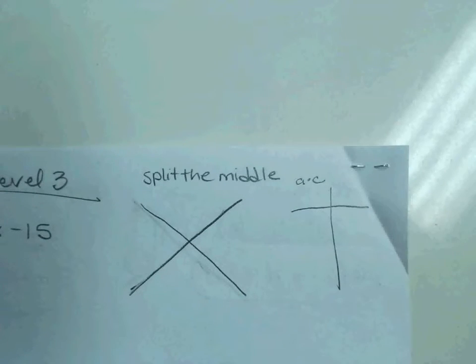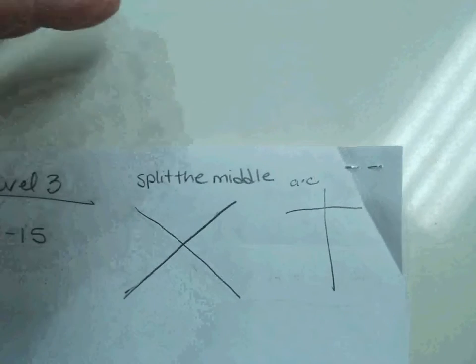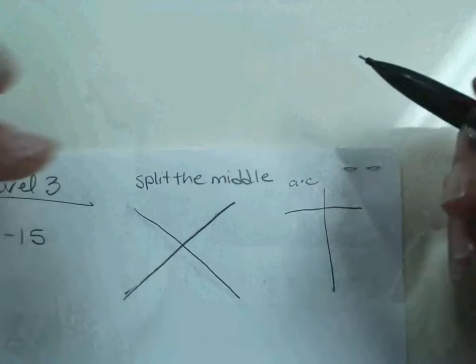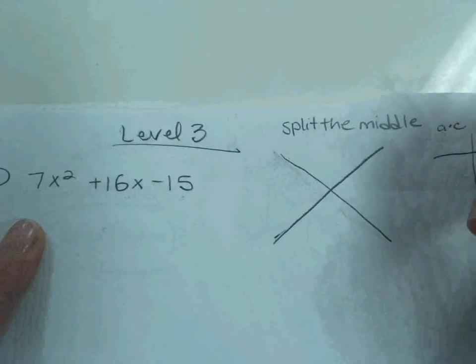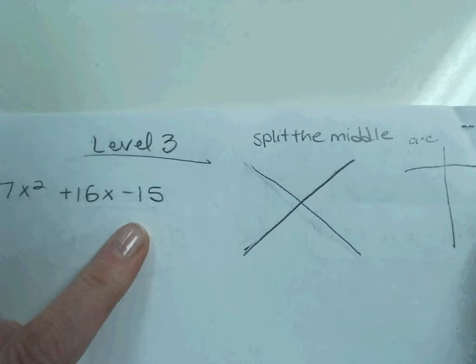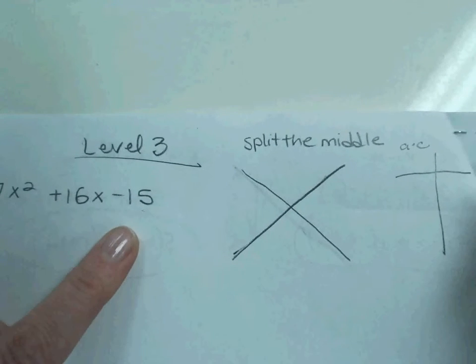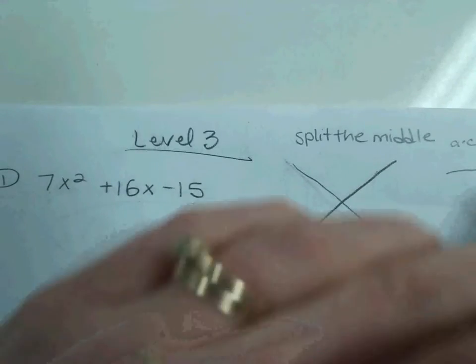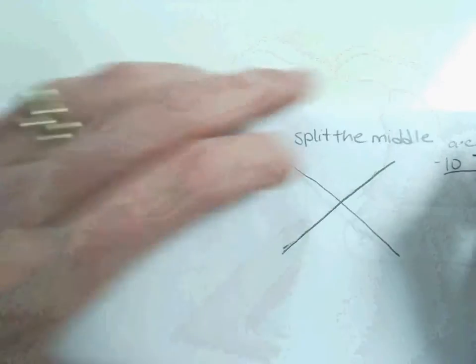So you could say every single time we've been writing A times C, since A has always been 1. But now that we have a value other than 1, we need to multiply it. So what's 7 times negative 15? We're doing A times C, 7 times negative 15. Negative 105. Good, negative 105.